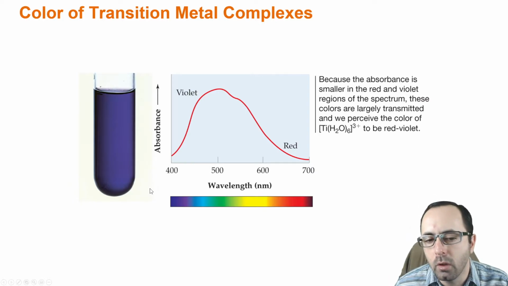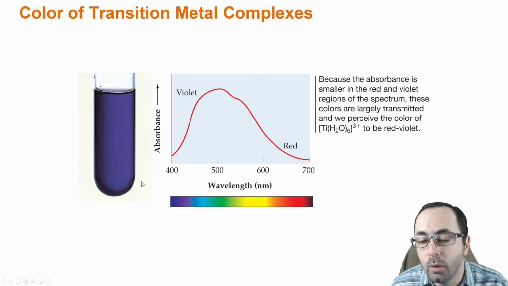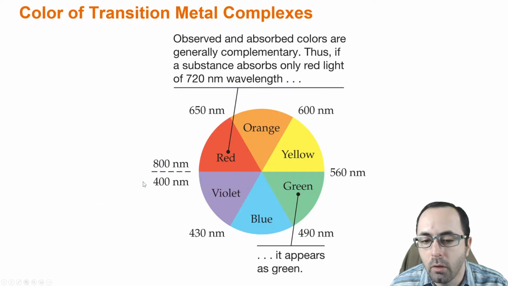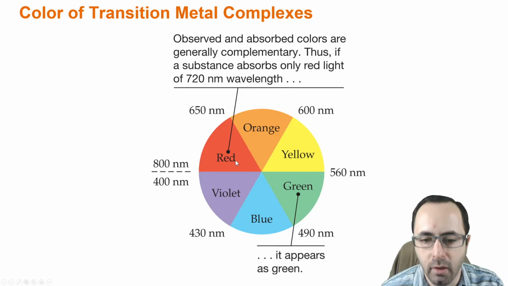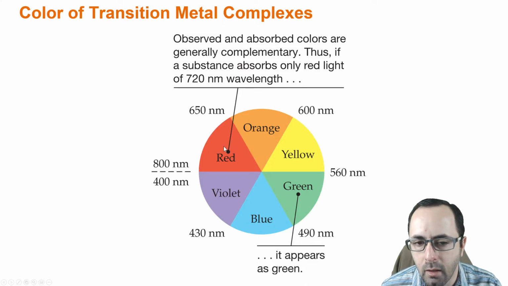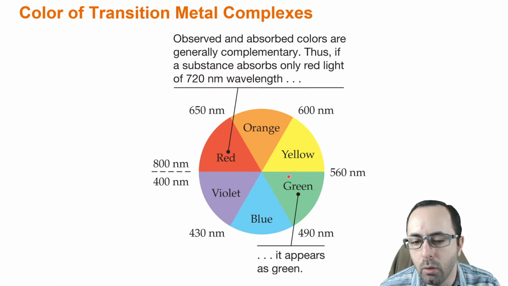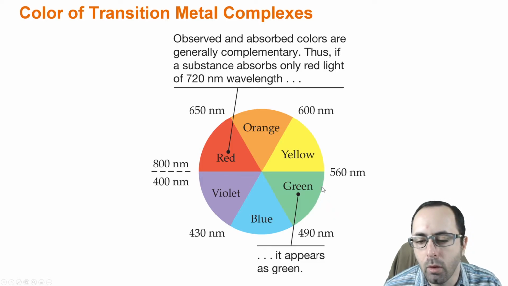So be very careful when you're noting what light is absorbed. That is not the light you see. What you actually see is the complementary color. So useful for this is the color wheel. For example, if we have a transition metal complex that absorbs very strongly around 720 nanometers, right in here in the red, then the solution is going to appear green. If it absorbs most strongly in the red, it's going to be absorbing all around here, so it's going to leave the green color mostly untouched, and so it'll appear green.